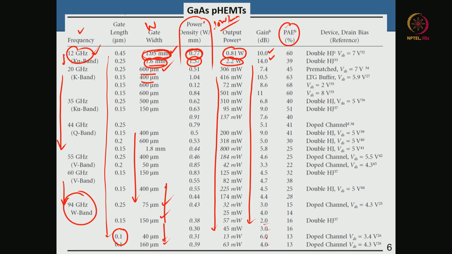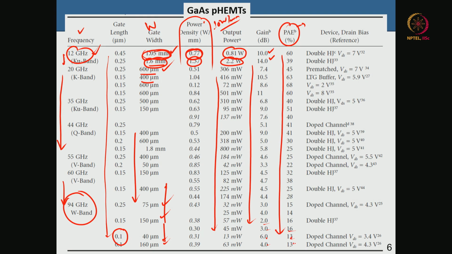PAE is the power added efficiency. We discussed this when we talked about MESFET. It depends on the drain efficiency, which is the output RF power divided by the DC bias, into 1 minus 1 by gain. The power added efficiency is very important for battery operated devices like mobile phones, iPads, etc. And you can see the power added efficiency can also vary a lot, but with higher frequency again the power added efficiency comes down, only 16-13%.